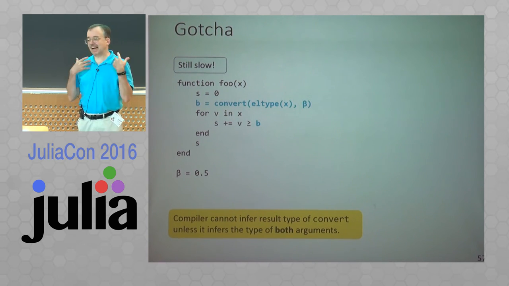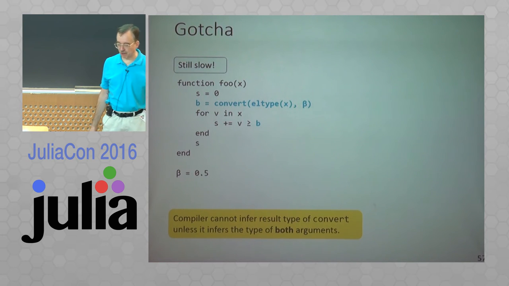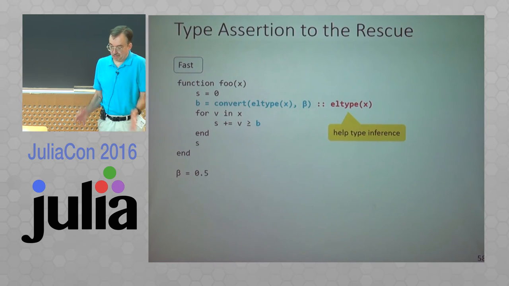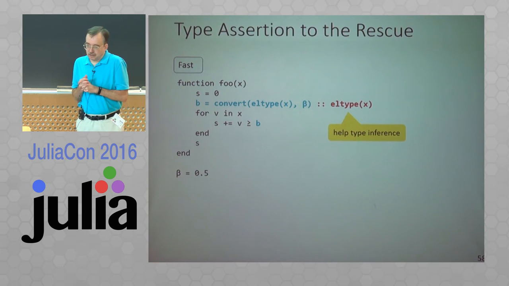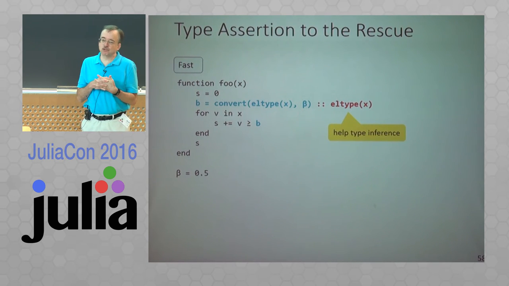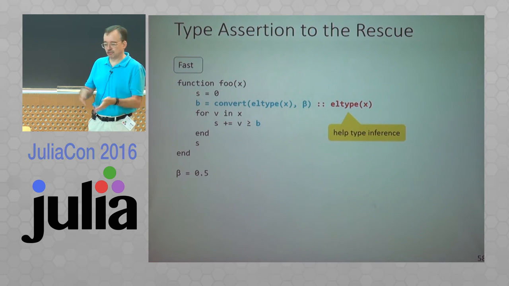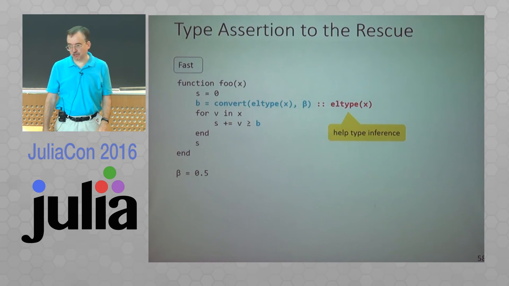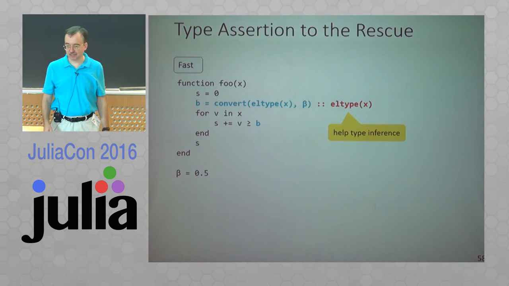Now we know idiomatically convert is always used in a particular way where in principle it could figure out the result type, because it's L type of X. But convert is not given any special treatment in the language. It's just another Julia function, and maybe some evil person overloaded it in some way so it behaves funny.